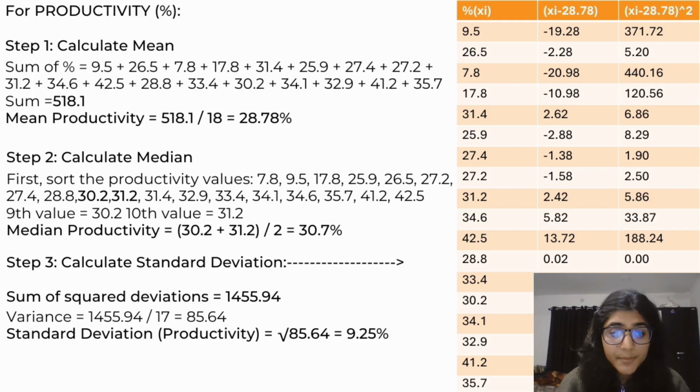Now the third step is to calculate the standard deviation. In the same way, we will calculate the standard deviation by putting the values in the formula given before. So we get a standard deviation of productivity of 9.25 percent. Now the summary is given in this chart. You can see this.